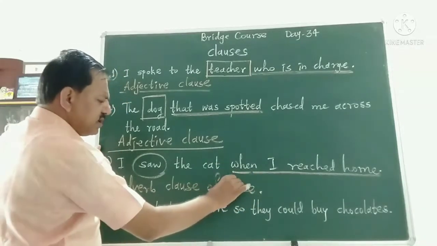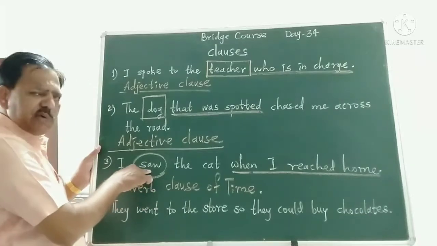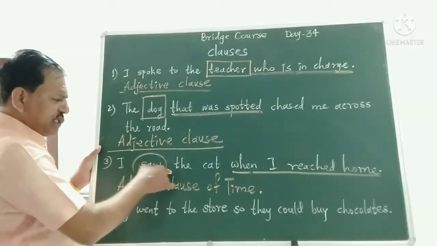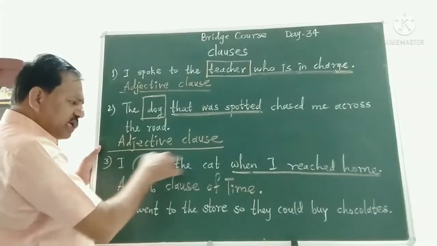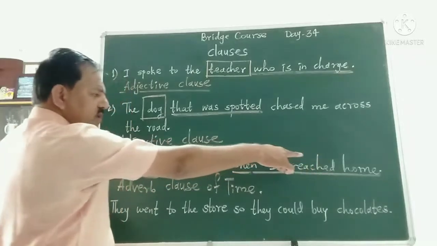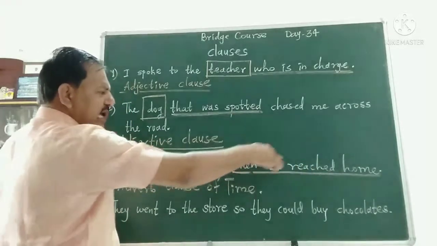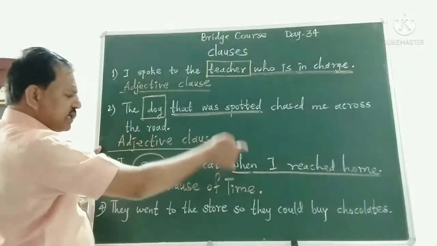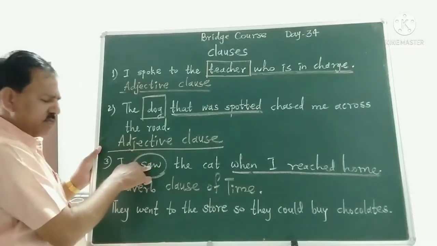It denotes time of the action of the verb. When did I see the cat? I saw the cat when I reached home. So the subordinate clause, when I reached home, denotes the time of the action of the verb.